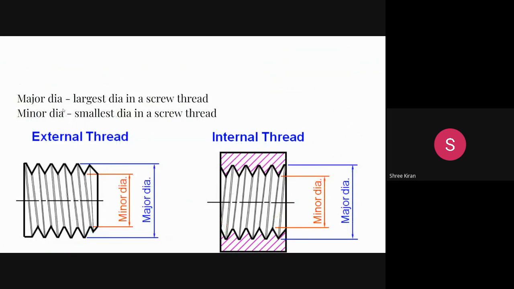Then we have the major dia and minor dia. Major dia is the largest dia of the screw thread, from one top to the next top. Minor dia is always from bottom to bottom, the smallest dia of the screw thread. That is the major dia and minor dia.